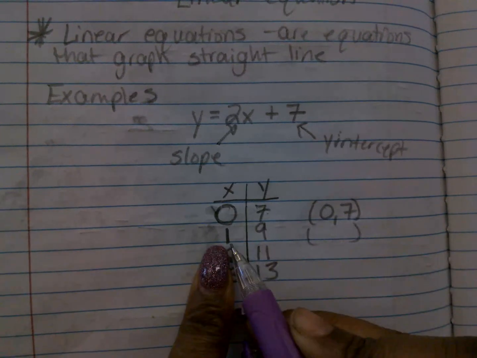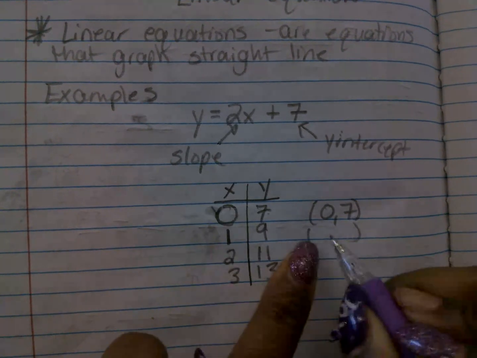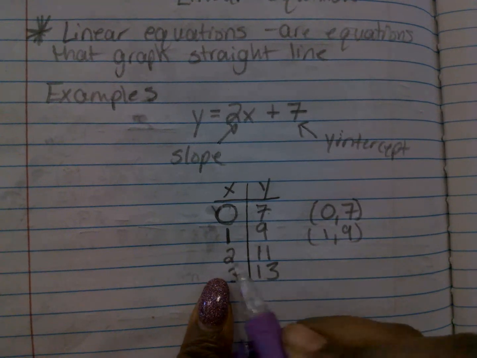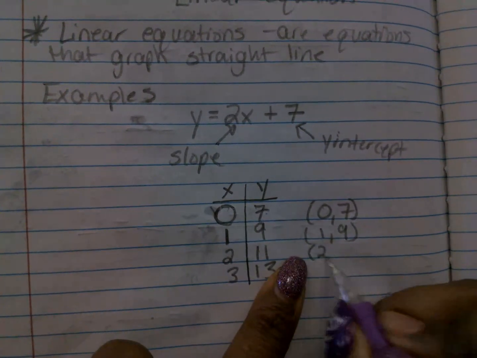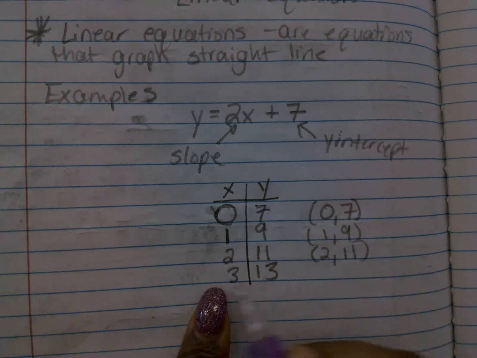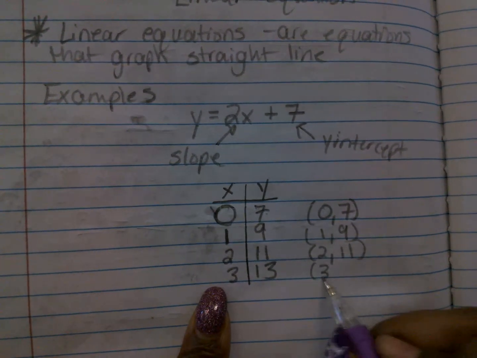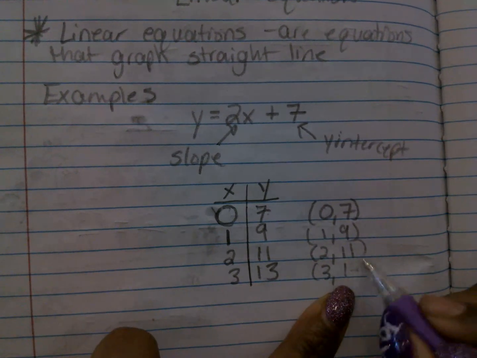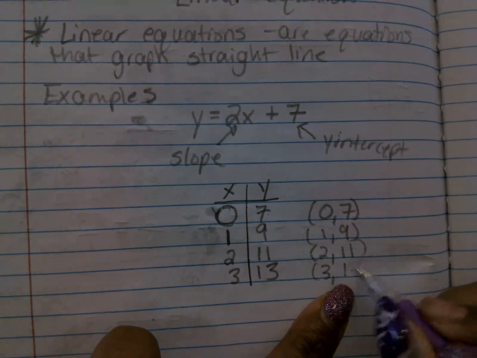What ordered pair is this? 1, 9. What ordered pair is this? 2, 11. What ordered pair is this? 3, 13. Those are all the points that are on the line. That's what forms that straight line.